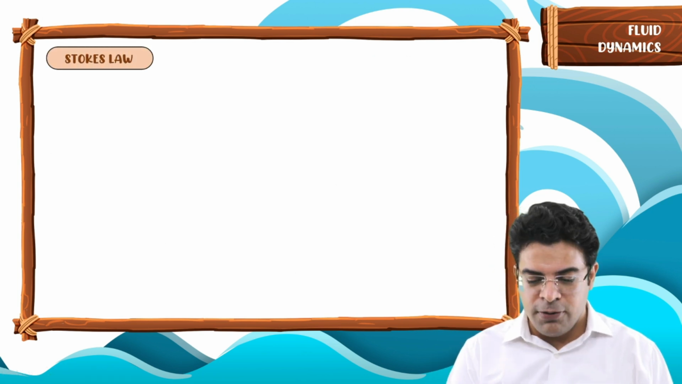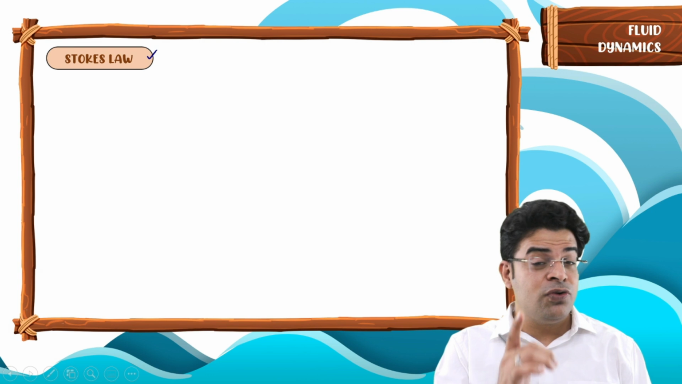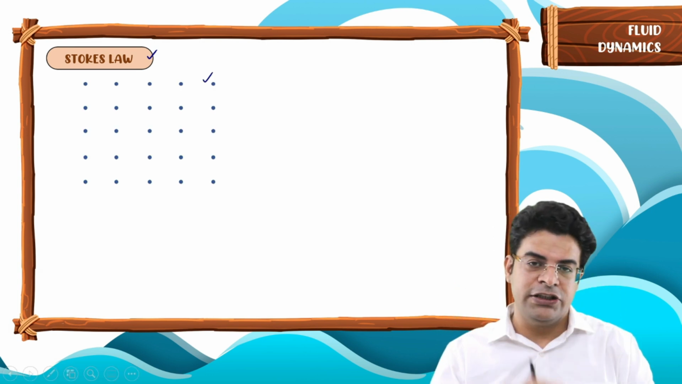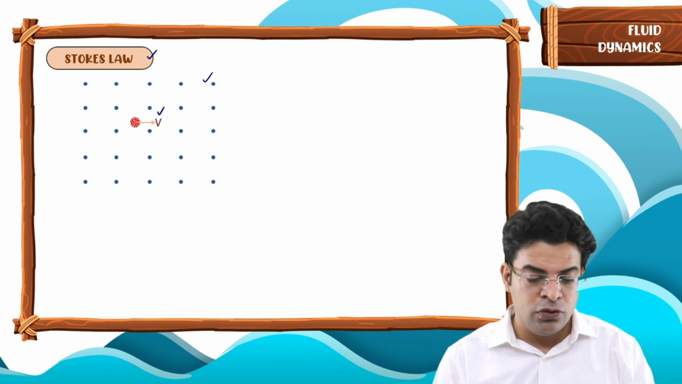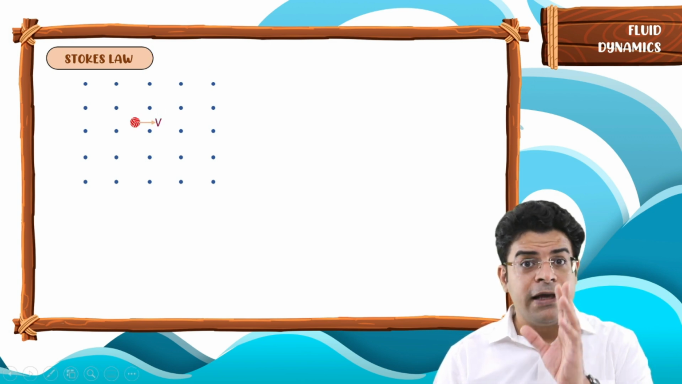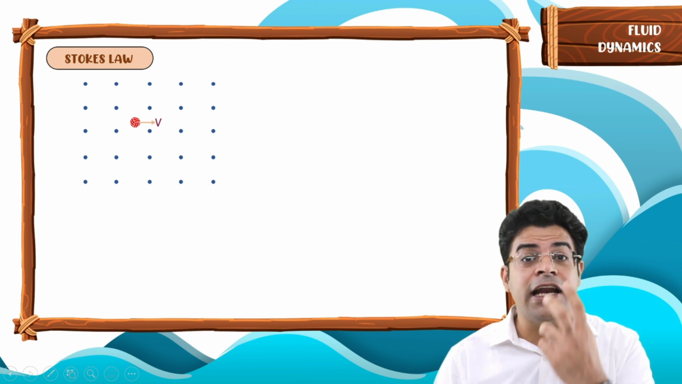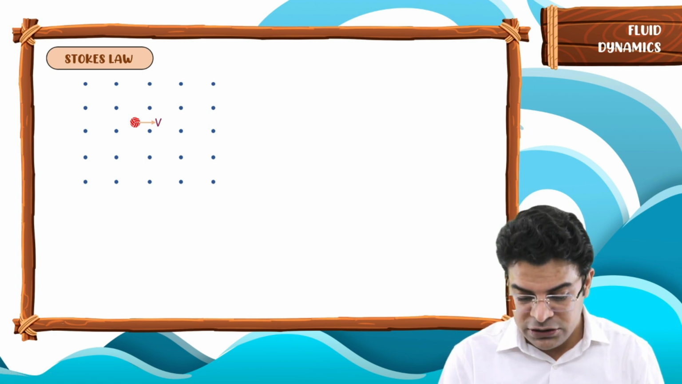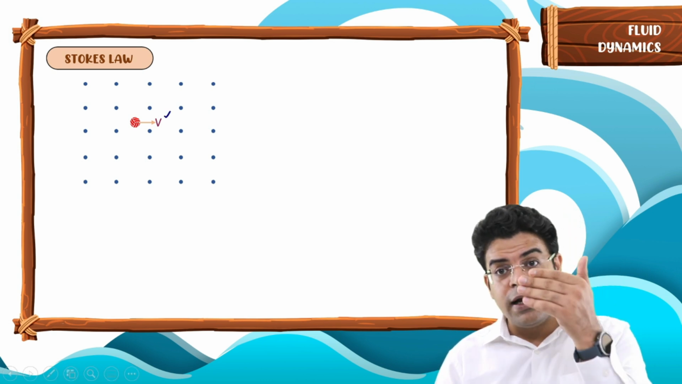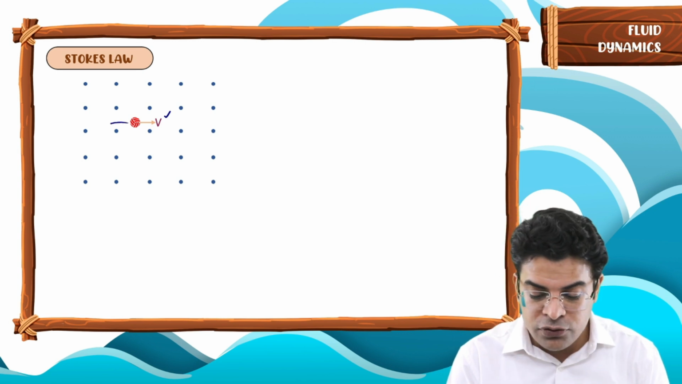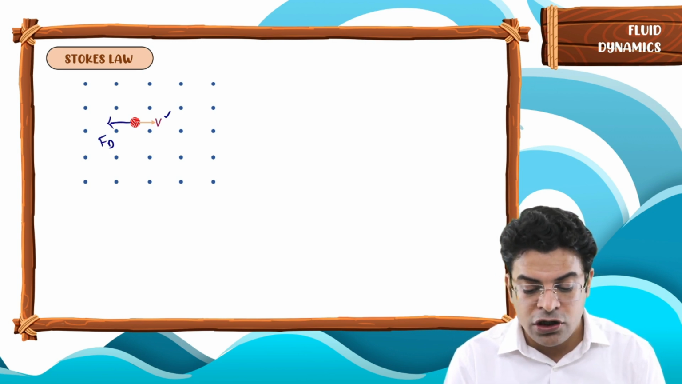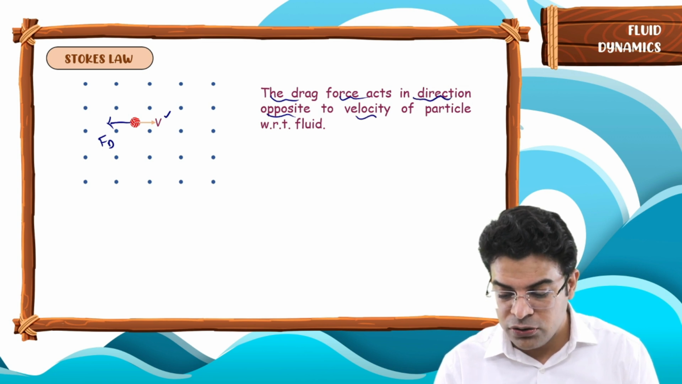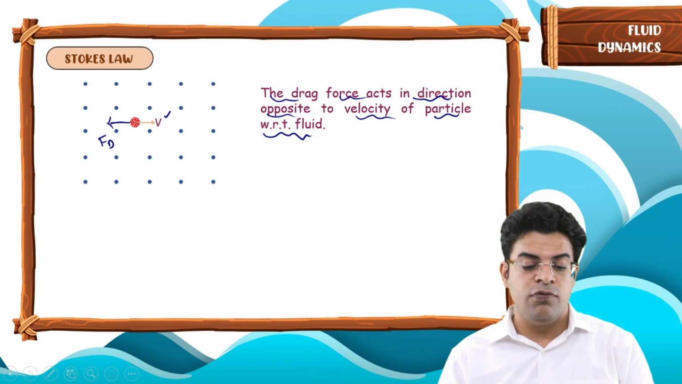So now let's talk about Stokes law, and that will take us to the terminal velocity. Let's say we have these fluid molecules which are at rest and an object is moving through the fluid. The fluid applies a force on the object in the direction opposite to its velocity relative to the fluid. So since the object has velocity towards the right relative to the fluid, a drag force, a viscous force, will act in the direction opposite to the velocity. So the drag force acts in the direction opposite to the velocity of the particle with respect to the fluid.